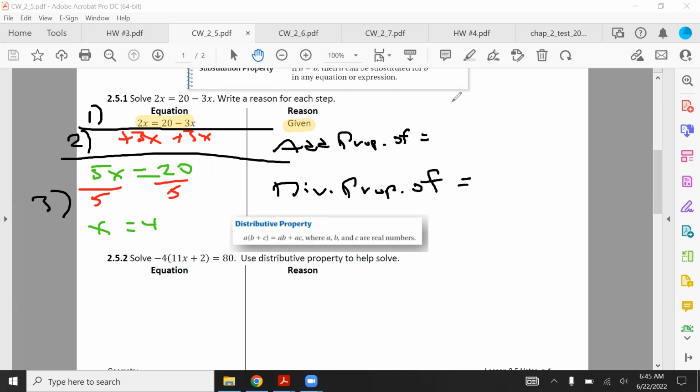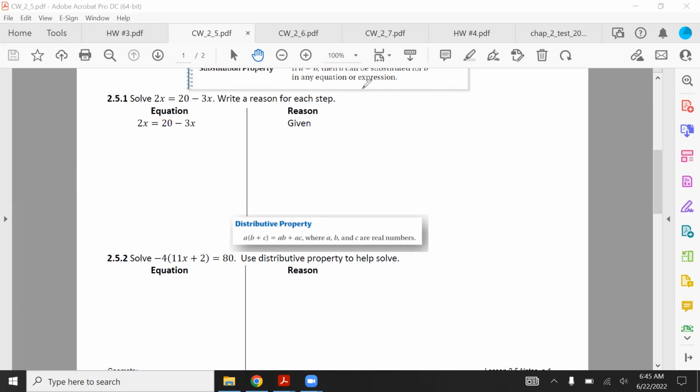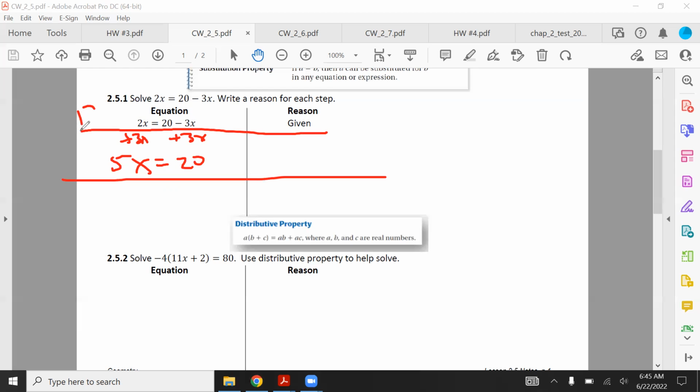And actually, let me redo that because that's a little bit ugly the way I have it right now. So let's add 3x. You got that. So again, that's step 1. We'll call it step 2, addition property of equality. Then I repeat 5x equals 20 and show that I'm dividing both sides by 5 to get this.